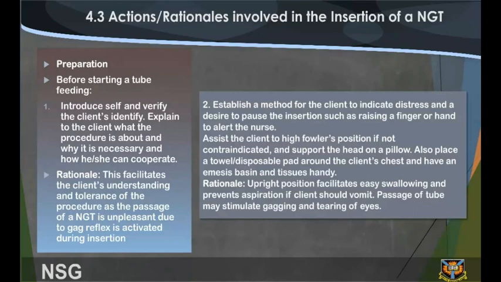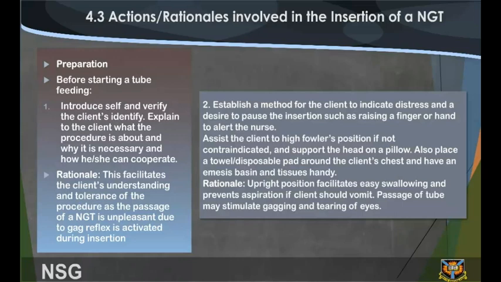Preparation. Before starting a tube feeding. 1. Introduce self and verify the client's identity. Explain to the client what the procedure is about, why it is necessary and how he or she can cooperate. Rationale. This facilitates the client's understanding and tolerance of the procedure, as the passage of a NGT is unpleasant due to the gag reflex that is activated during insertion.